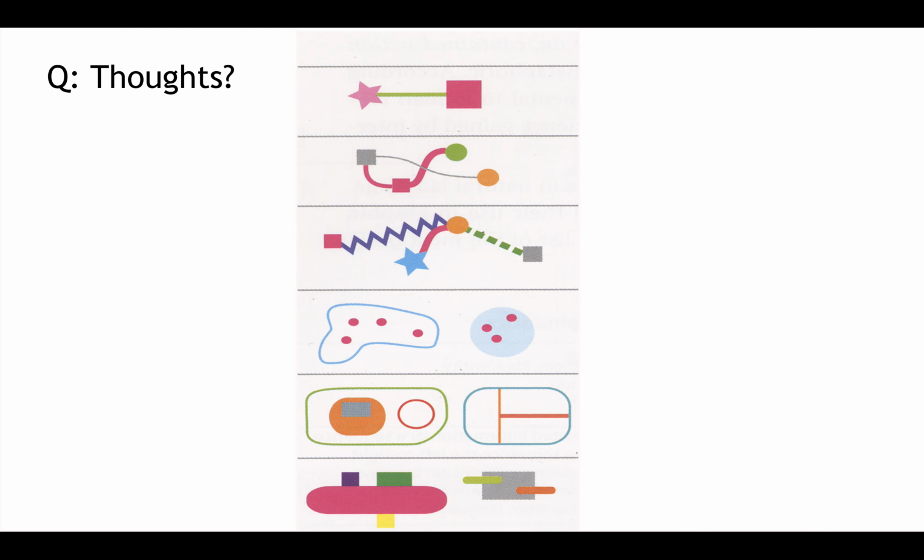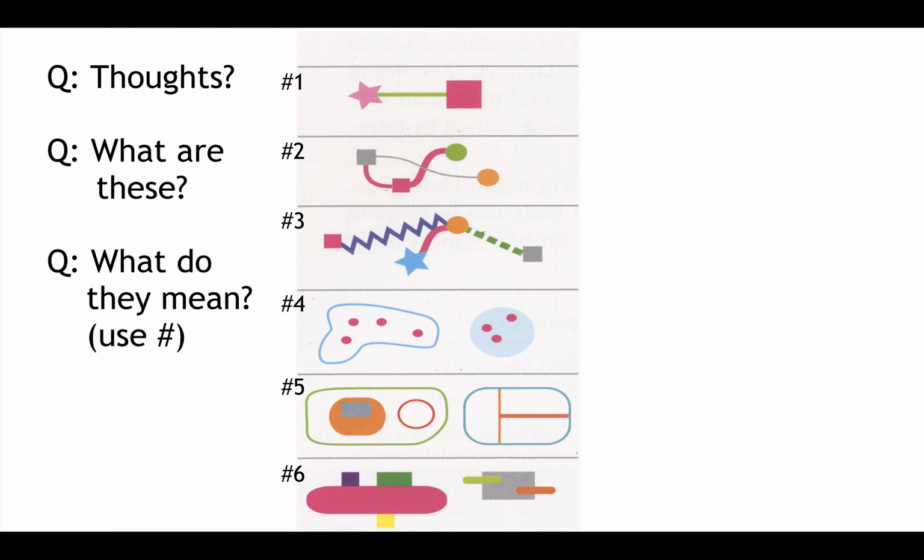Another question, slightly more narrow. What specifically are these? What is depicted here on this slide? What do you see in front of you? And finally, what do they mean? And use the numbers if you're thinking about it. Number 1 does this, number 5 does this, etc.